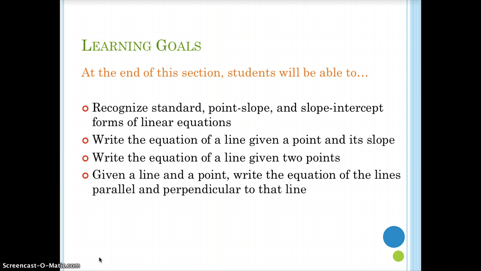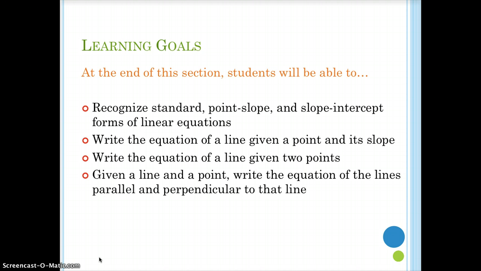Write the equation of a line given a point and its slope. Write the equation of a line given 2 points. Given a line and a point, write the equation of the lines parallel and perpendicular to that line. I think the only real new piece of information here will be the parallel and perpendicular equations. But you may have heard of these things before.